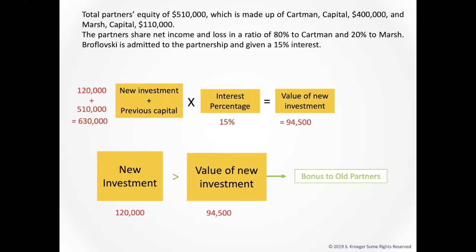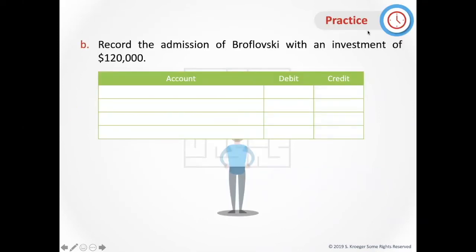I'll show you how to do the journal entry for this. The journal entry starts the same way we did it in part A. First, we input the cash of $120,000 that the business is getting. We're going to add Broflovski's capital account to the books, but it's not going to be for 120,000. It's going to be for the value of the investment, which we calculated to be 94,500. The cash is higher than what the investment is. As I just said, this extra amount that Broflovski is giving in cash is going to be a bonus to the old partners. Their capital accounts are going to increase.